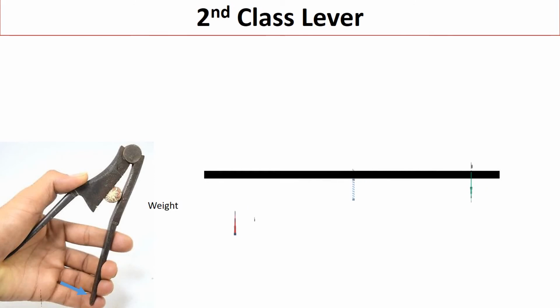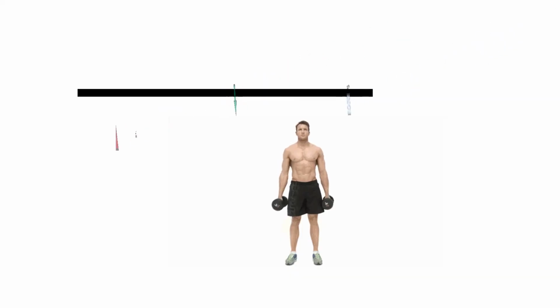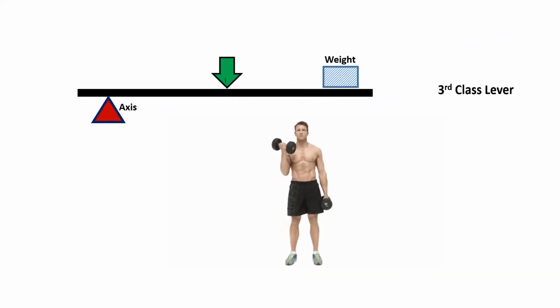In the second class lever, the weight is always in the middle. Example, nut cutter. In a third class lever, the force is always in the middle. For example, arm curl. Let us apply these concepts in the field of sports. For example, pole vault.